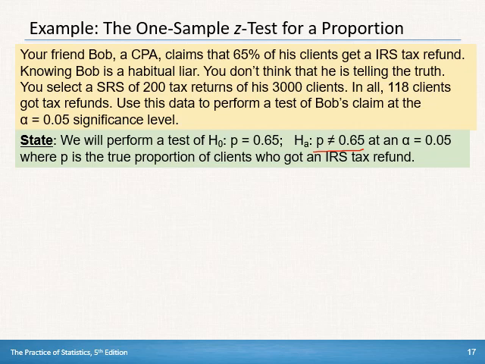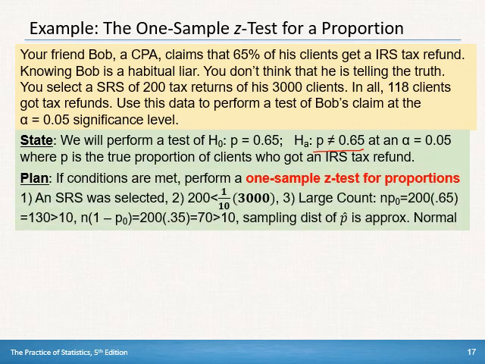All right, the plan now. Pause the video and write out your plan and your conditions. All right, if the conditions are met, we're going to run a one sample z-test for P. The sample, his 200 returns, were randomly sampled. We know that he's got 3,000 clients, so 200 is okay. And we checked the large count. N times P naught was 130. N times 1 minus P naught is 200. So we know the sampling distribution of P hat is approximately normal, which is going to allow us to calculate our test statistic, our Z statistic.